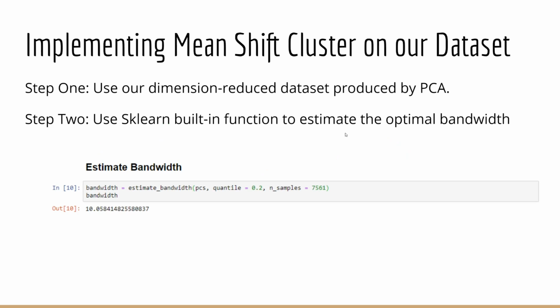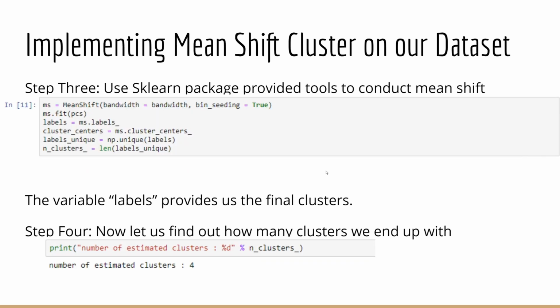Now we'll implement this mean shift clustering method on our data set. First, we're going to use the data set that already has its dimension reduced to 3 dimensions, provided by our PCA procedure above. Then we'll use the sklearn built-in function to estimate the optimal bandwidth. Here we see the optimal bandwidth for the PCA data set is 10.05.